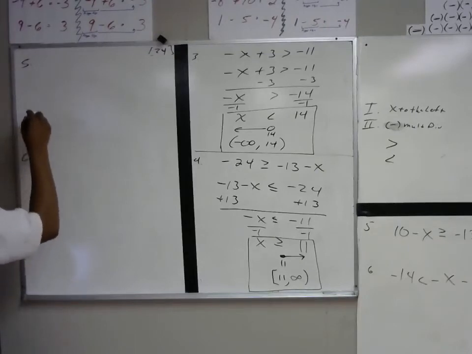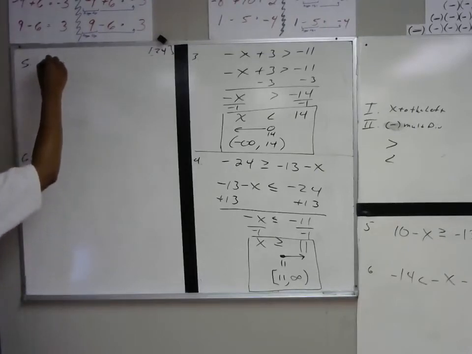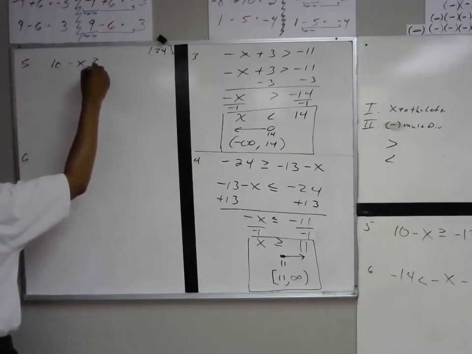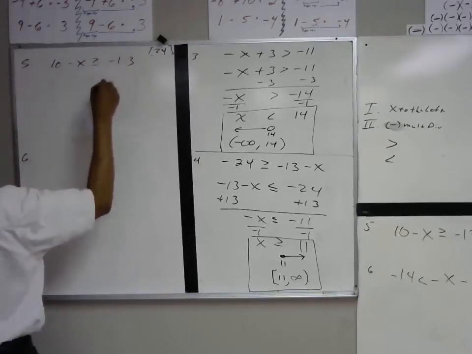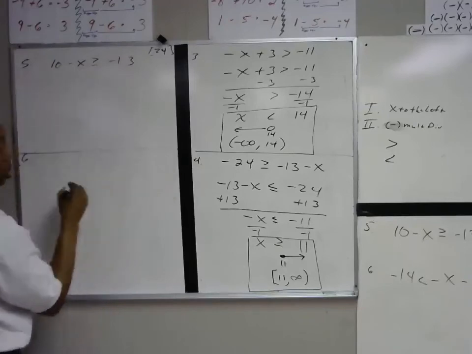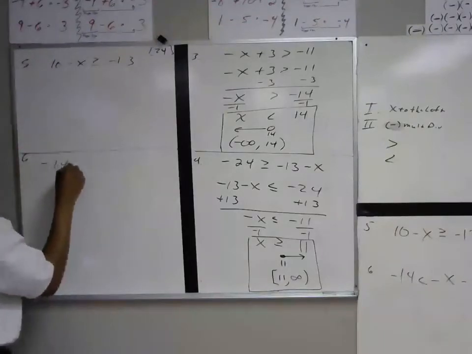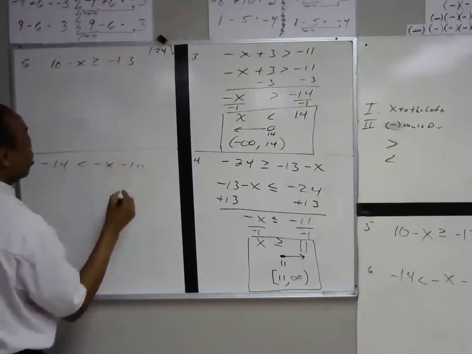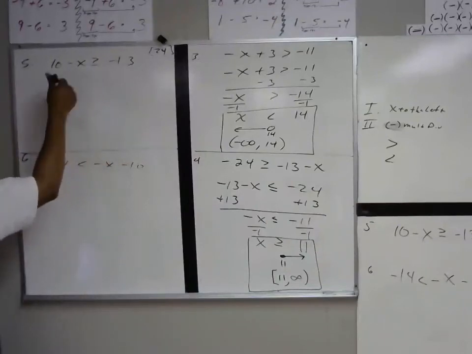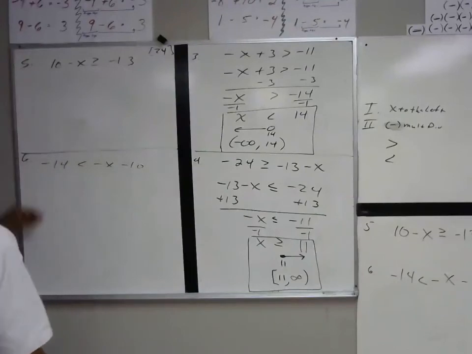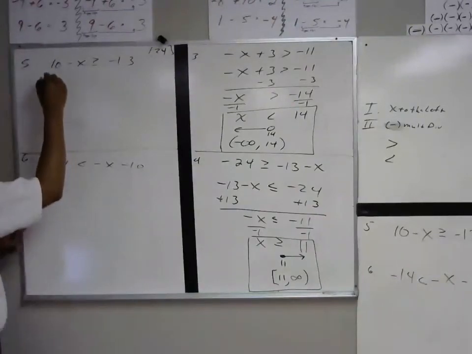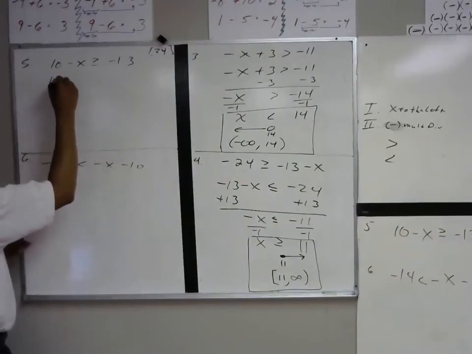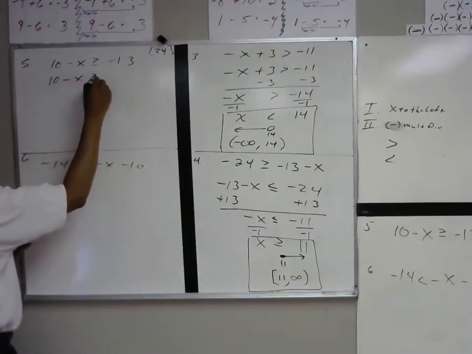And let's see, 5 and 6. So 5 is going to be 10 minus x is greater than or equal to negative 13. And 6 is negative 14 is less than negative x minus 2. Okay, here x is on the left side, which is good. We're going to get rid of the 10 here. So preserving the integrity of the original problem, I'm going to write 10 minus x less than or equal to negative 13.